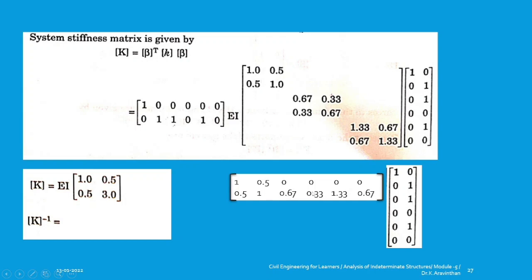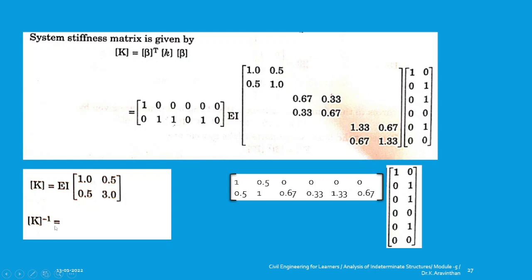So plus this component will be 0 and 1.33 into 1 is 1.33. So totally 1.67 plus 1.33 is 3. So you got the value of 3 here. So after multiplying, you will be getting capital K, that is the system stiffness matrix, as 1, 0.5, 0.5 and 3.